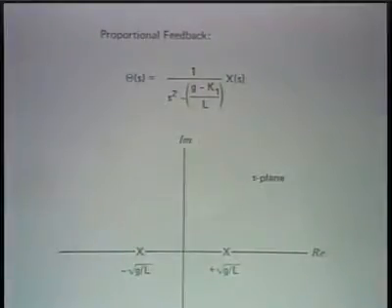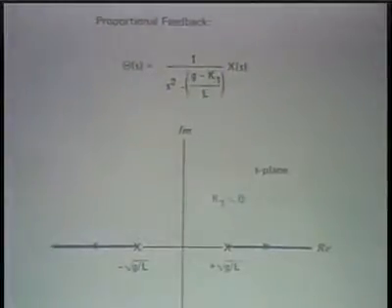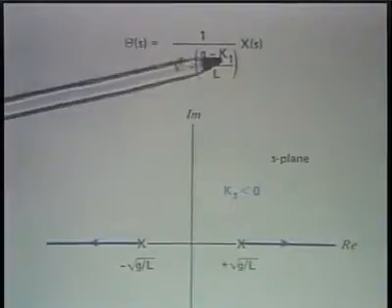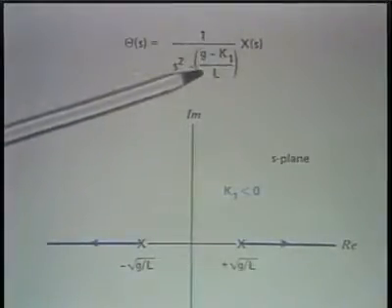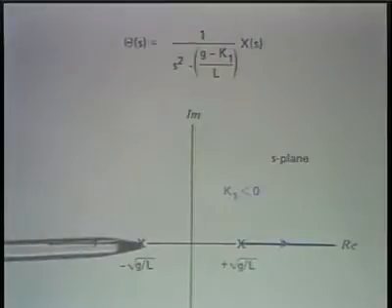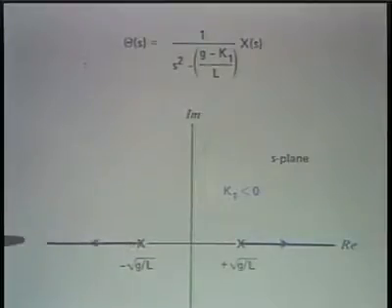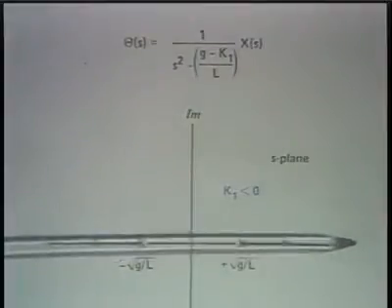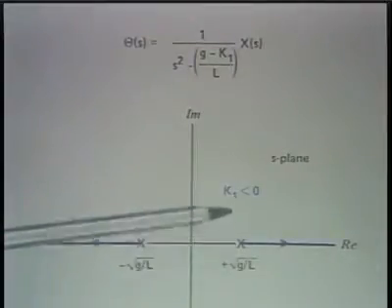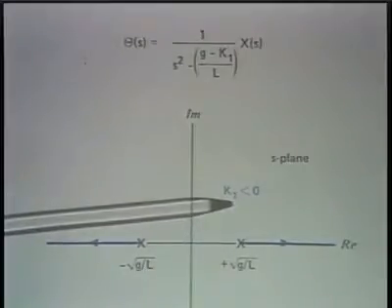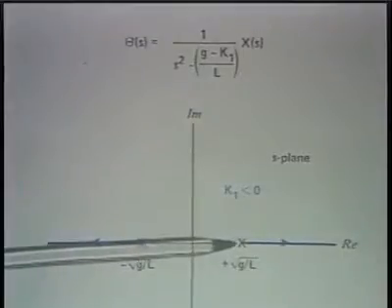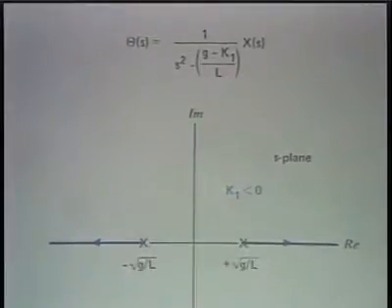And if we now choose k1, let's say, less than 0, then what will happen as k1 becomes more and more negative, so that this term is more and more positive, is that the left half plane pole will move further into the left half plane. The right half plane pole will move further into the right half plane. So clearly, with k1 negative, this pole, which represents an instability, becomes even more unstable.